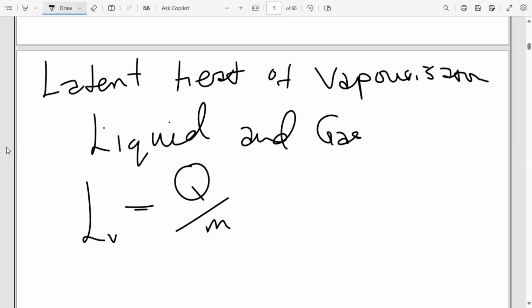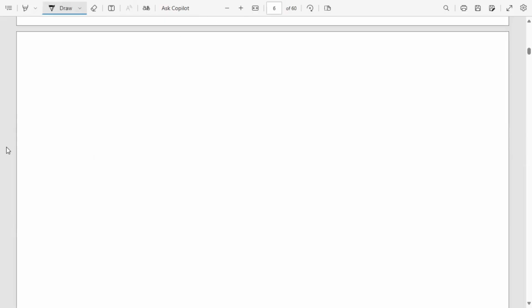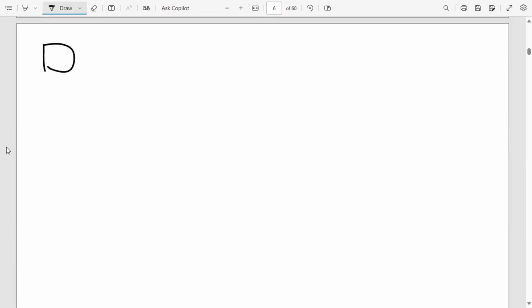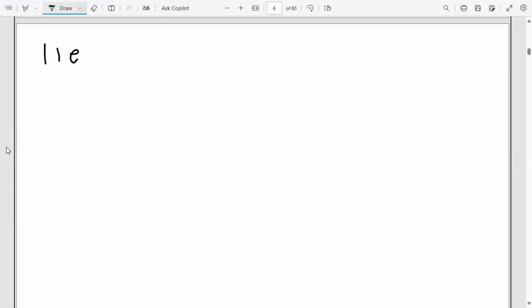So now that we understand the types of latent heat, we know the formula for latent heat of fusion and the formula for latent heat of vaporization. What we should know now is that in a case where we've been given an actual scenario, let's say they've given you ice at negative 15 degrees Celsius. Then they've told you this ice is heated until it turns into a gas. What is going to happen?